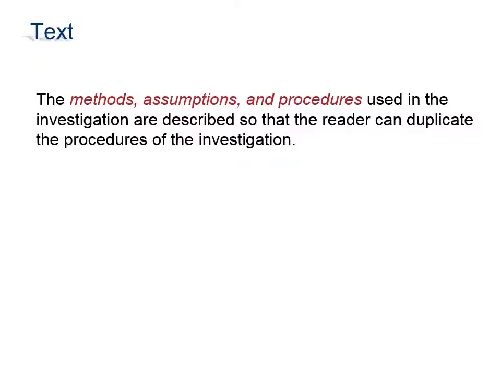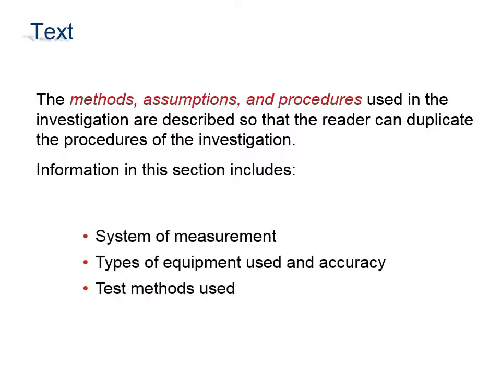So in the methods, assumptions, and procedures sections, this is where you get into describing, what did you do? Make sure that you include what system of measurement you're using, types of equipment, test methods, and so on. If you are doing some experiment, you might not be doing an experiment, but here at least you're going to tell the reader what you are doing in good detail, but with as few words as possible.